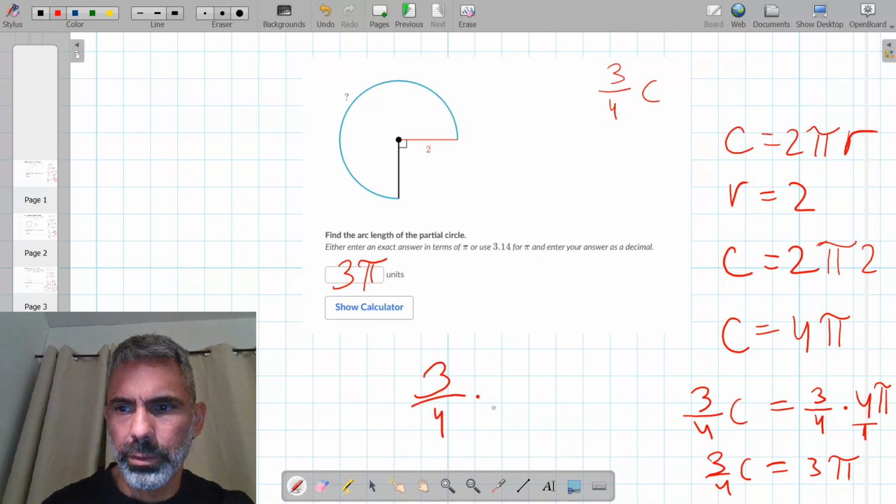The 4 in the denominator and the 4 cancel out, so we are left with 3 pi.